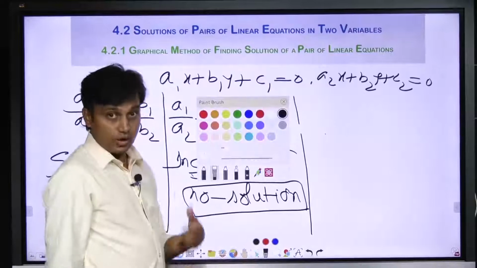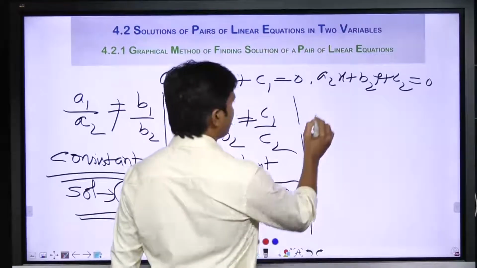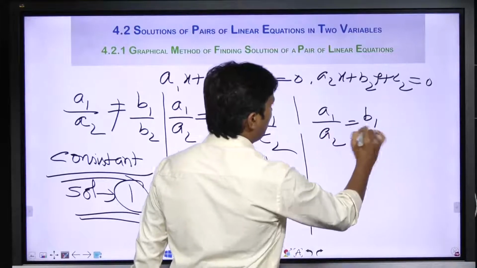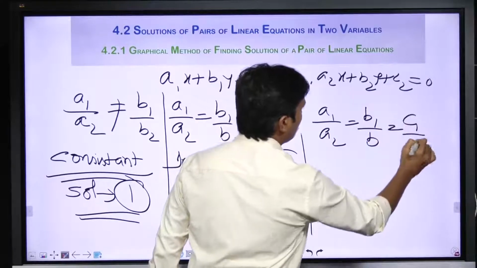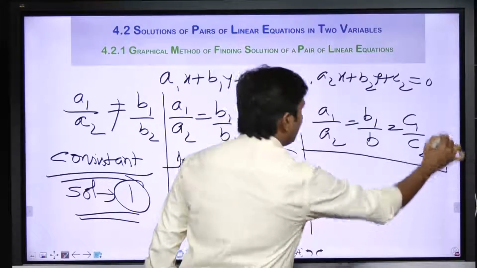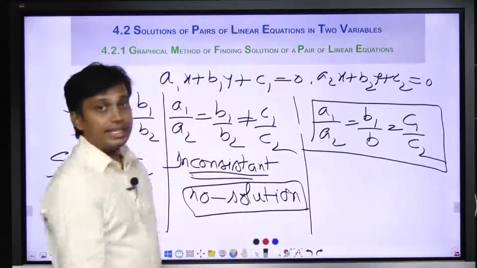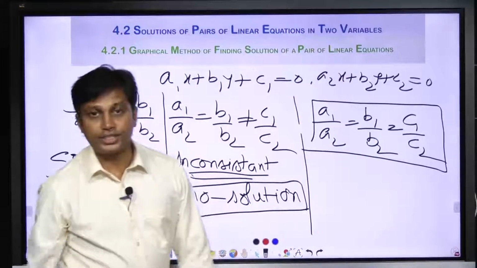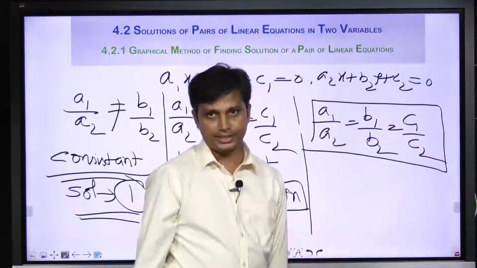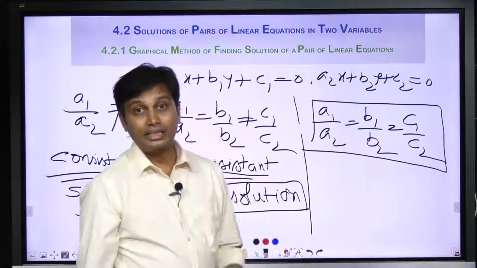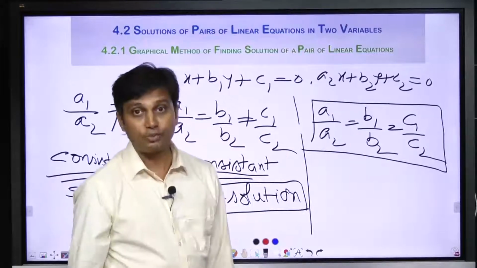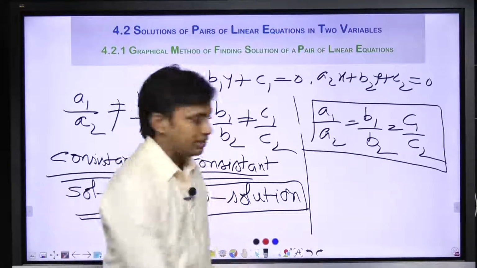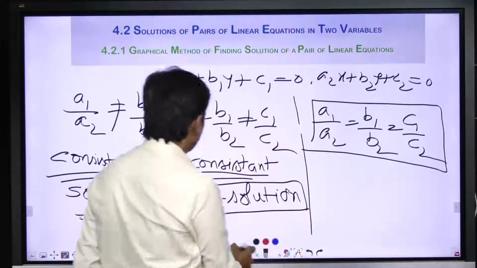So finally, how can we conclude this? A1 upon A2 is equal to B1 upon B2 is equal to C1 upon C2. Means when the ratio of x coefficients is equal to the ratio of y coefficients is equal to the ratio of the constants, then these two equations are said to be mutually dependent, or else we can say dependent equations. So these are dependent equations.